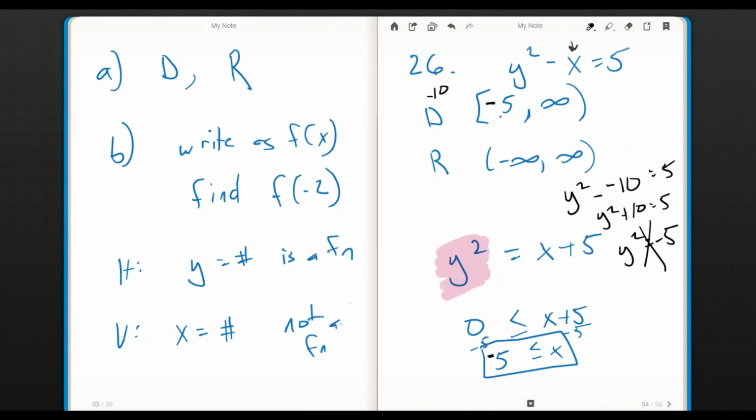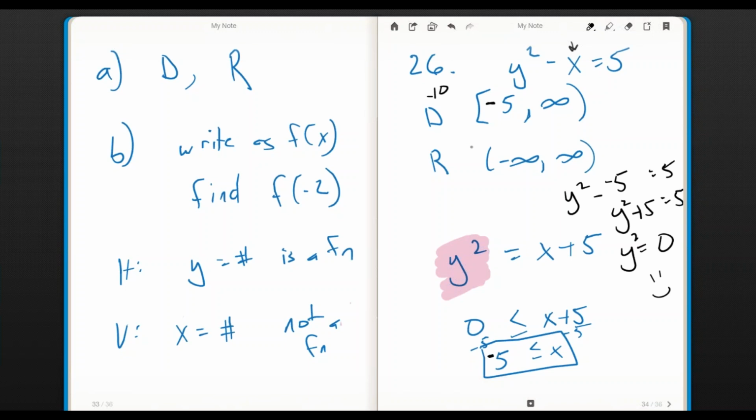The smallest number I can put in for x is a negative 5. If I put in a negative 5, it's okay, because y squared minus a negative 5 becomes y squared plus 5 equals 5, and that's okay because that means y squared is equal to 0, and that's okay. But y squared cannot be a negative number, so negative 5 is my boundary.